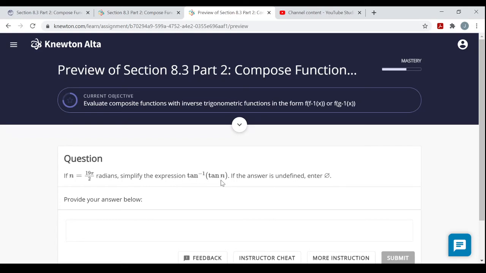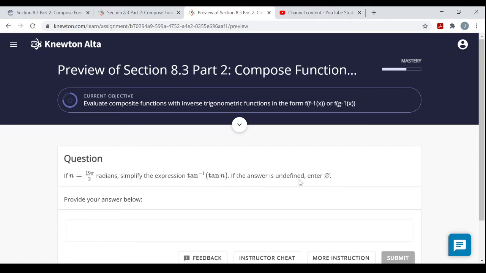Remember tangent? Tangent was undefined at those odd multiples of pi over 2: 1 pi over 2, 3 pi over 2, 5 pi over 2. When you looked at the graph of y equals tangent x, there were asymptotes at x equals those odd multiples of pi over 2. So this 19 pi over 2, that's an odd multiple of pi over 2. 19 is an odd number, right?